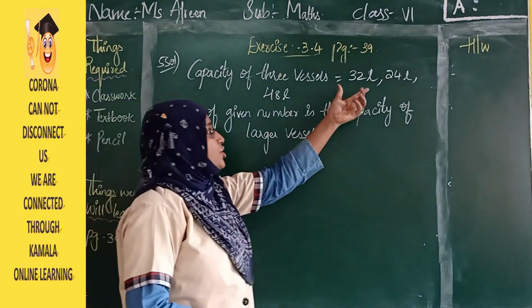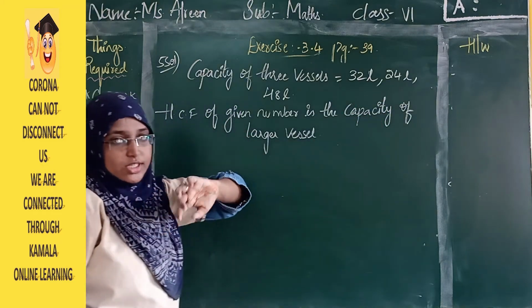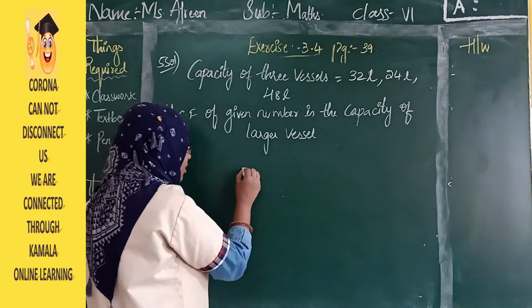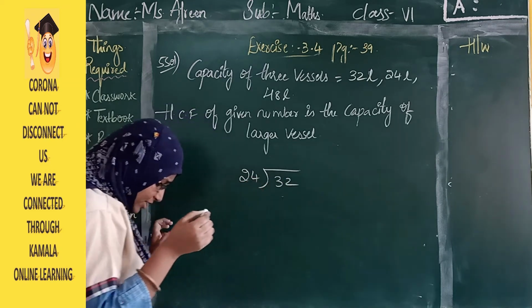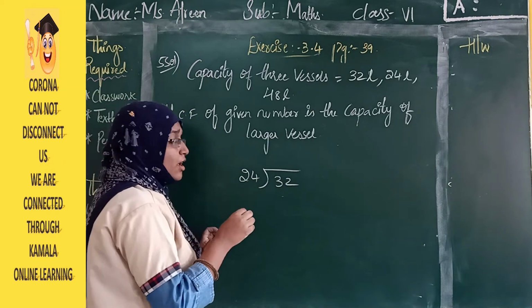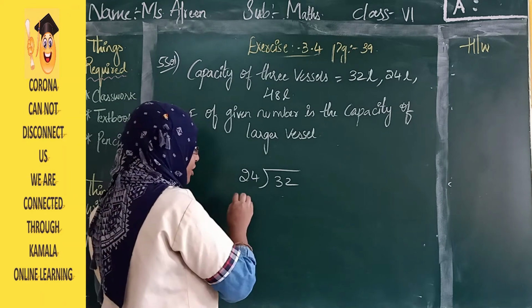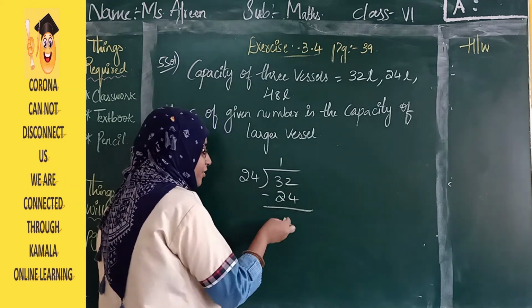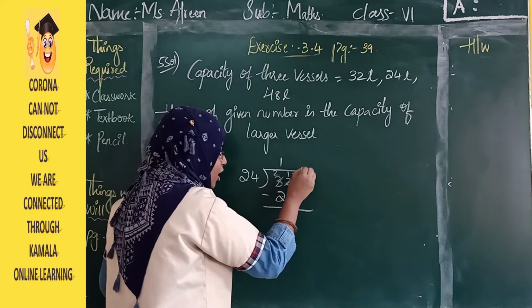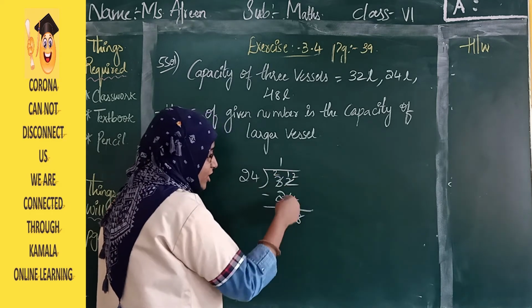See, first we will take the first two numbers, 32 and 24. Among these the smallest is 24, so that is our divisor and 32 is our dividend. 24 ones are 24, 24 twos are 48. We don't want 48, so 24 ones are 24. 4 we cannot subtract from 2. Now if you borrow 2, this is 12. 12 minus 4 is 8. 2 minus 2 is 0.